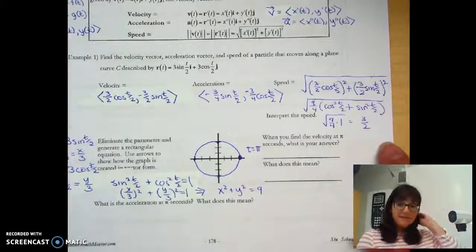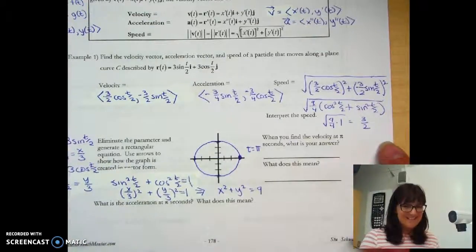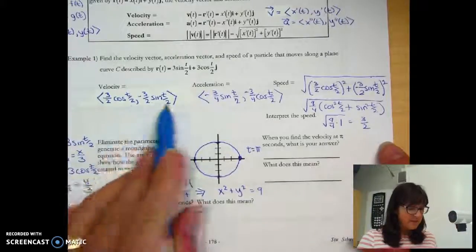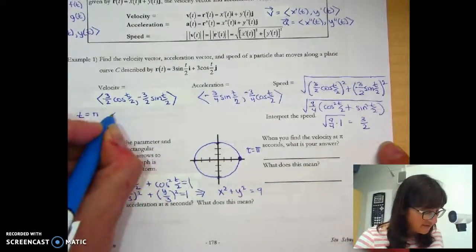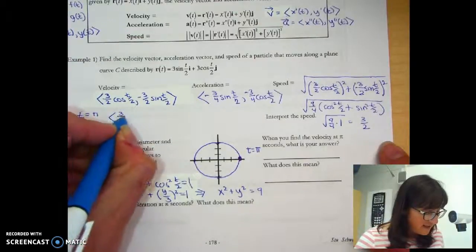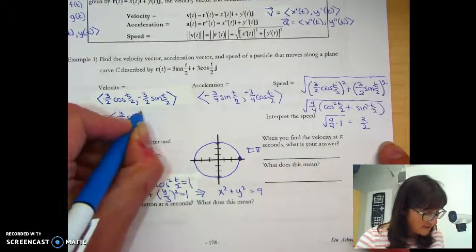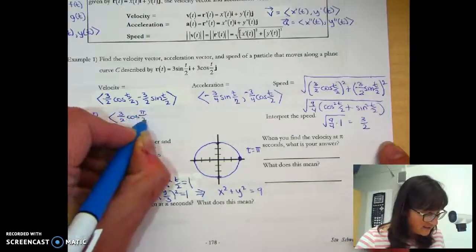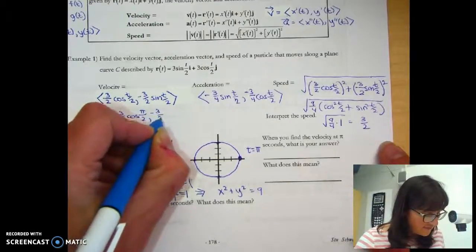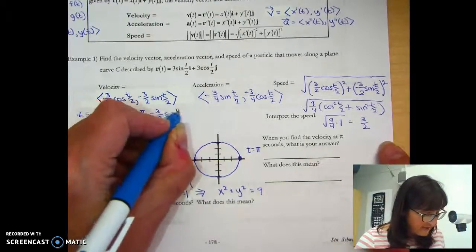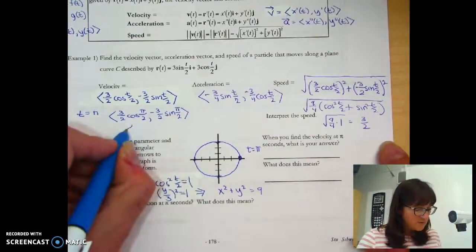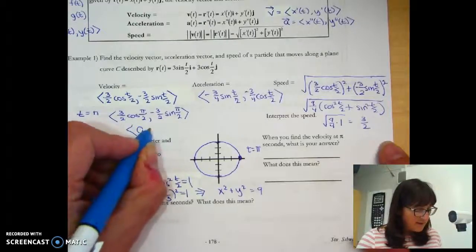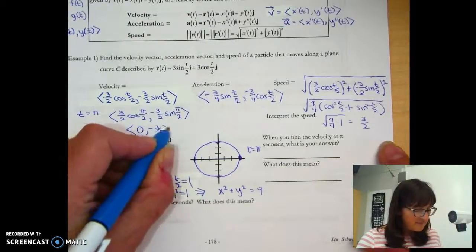And then I can find the velocity vector when t is equal to pi as well, and I have to come up here. So when t is equal to pi, that velocity vector is going to be 3 halves times the cosine of pi halves and negative 3 halves times the sine of pi halves. Again, the cosine of pi halves is 0, the sine of pi halves is 1, so we're going to get 0 and negative 3 halves for my velocity vector.